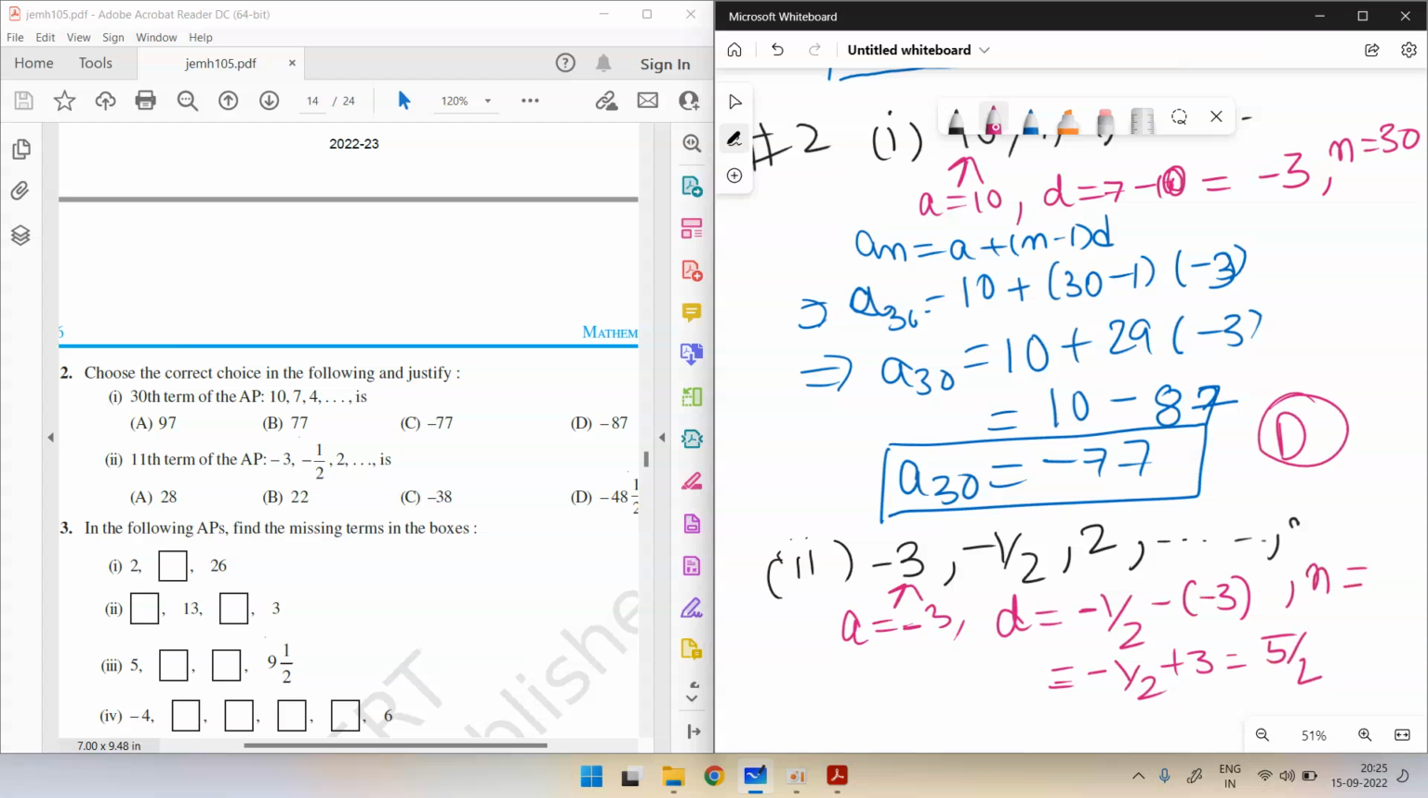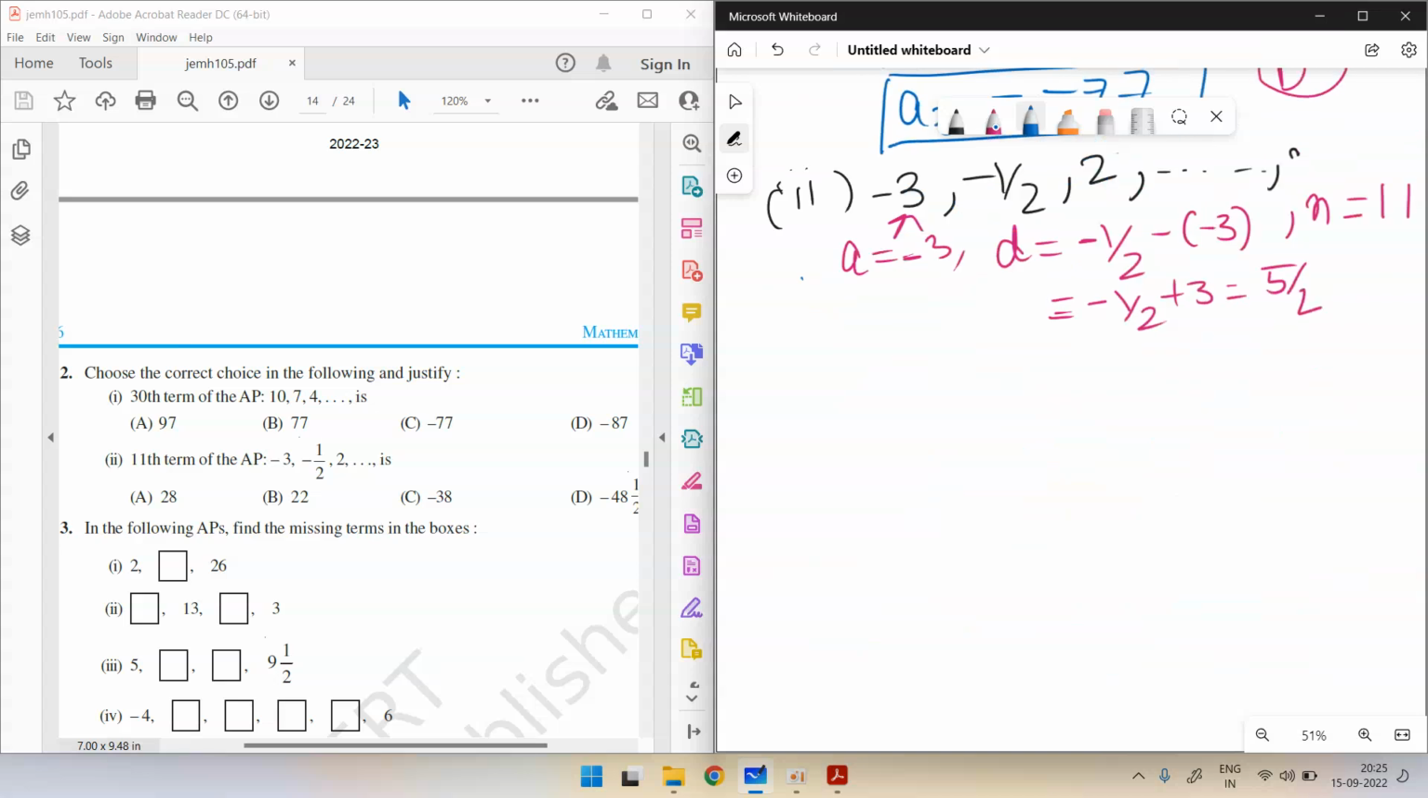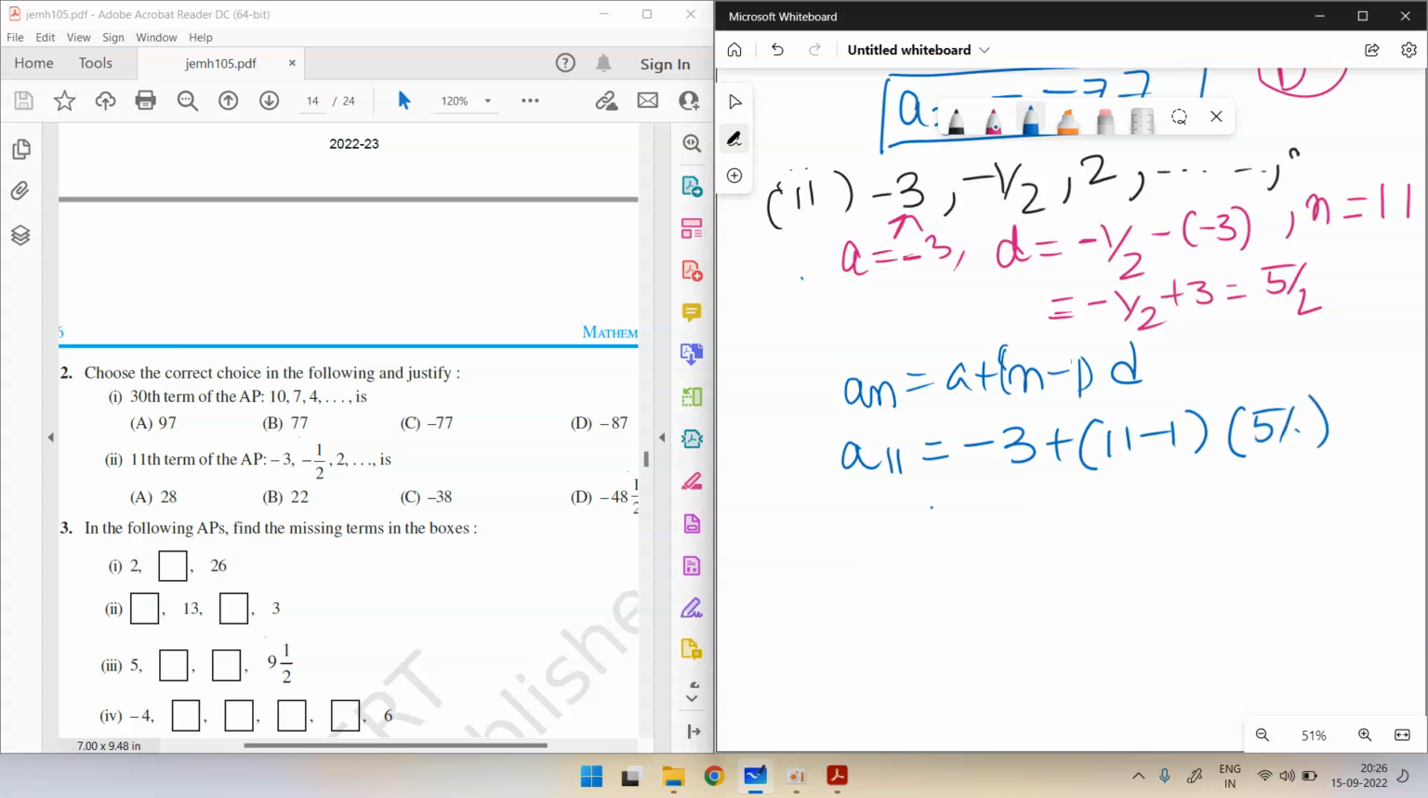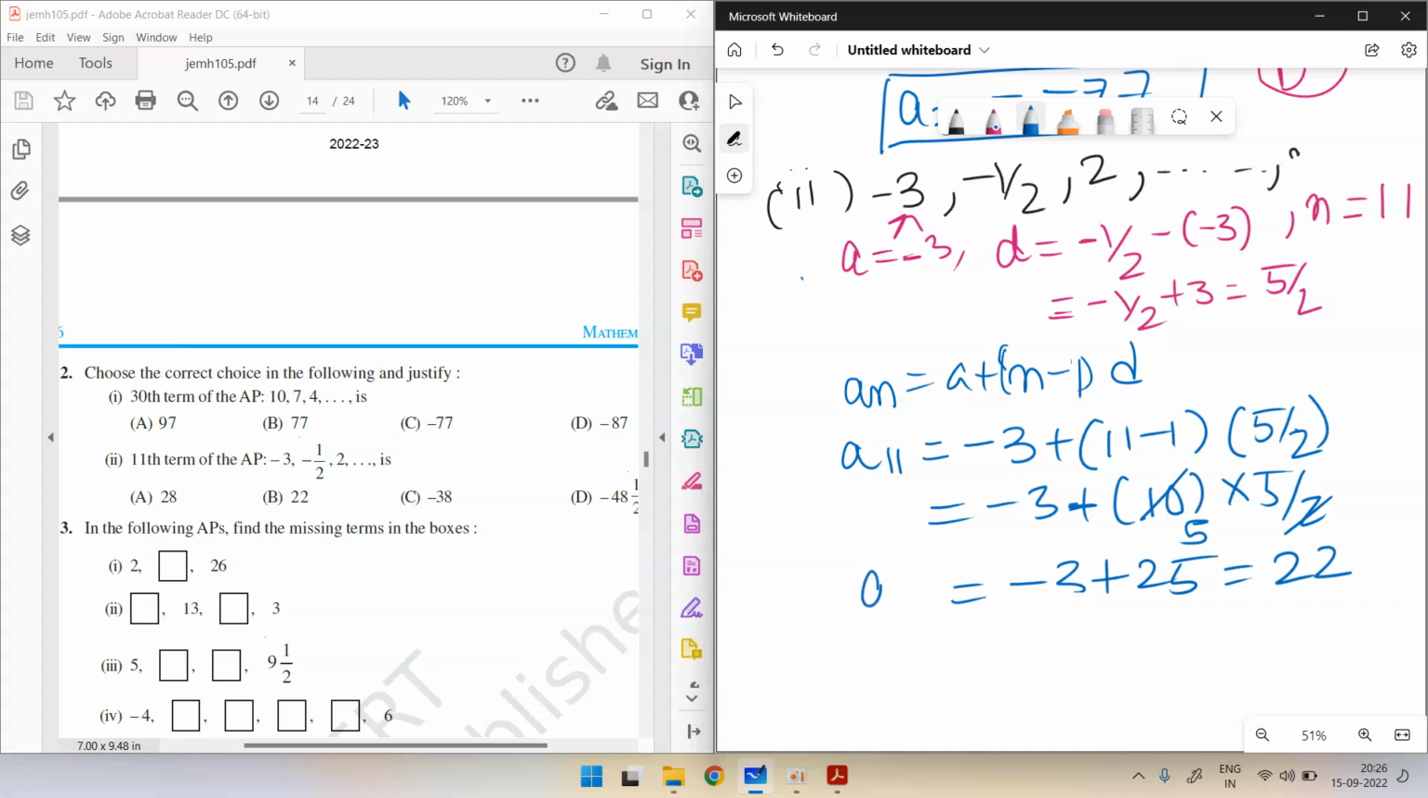It's given that you need to find the 11th term, which means the value of n is 11. Using a_n equals a plus (n minus 1) d, a of 11, my 11th term, will be minus 3 plus (11 minus 1) times d, and d is 5 by 2. So this is minus 3 plus 10 into 5 by 2, which is minus 3 plus 25, nothing but 22. So a of 11 is 22, which is the answer.